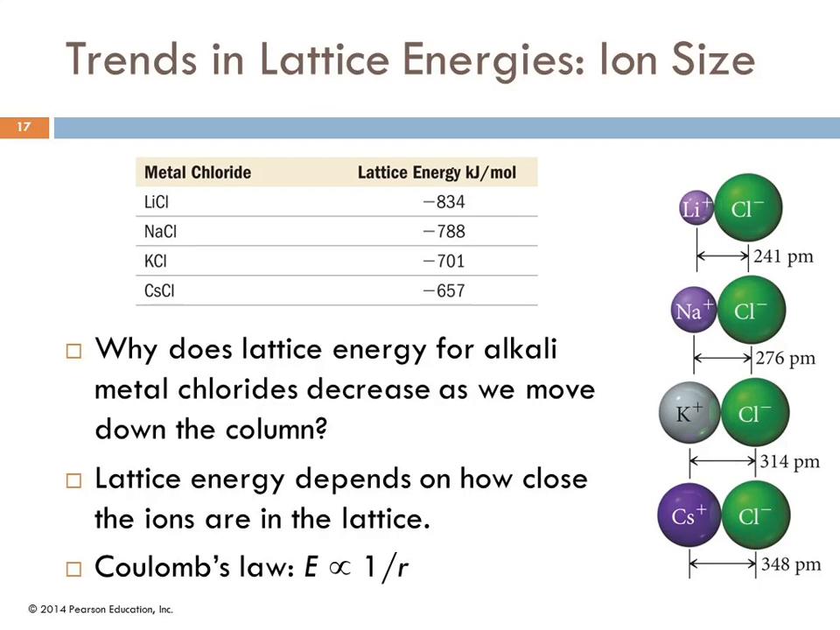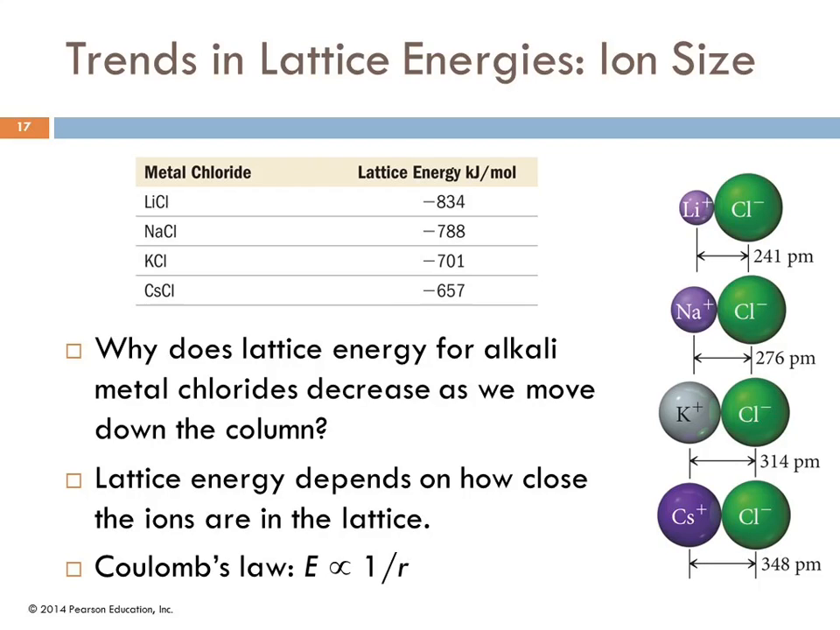There are trends in lattice energies. One thing that affects lattice energy is ion size. If we look at metal chlorides, here's lithium chloride, sodium chloride, potassium chloride, and cesium chloride. We see that the lattice energy is most negative for lithium chloride, and it decreases, getting closer to zero for cesium chloride.